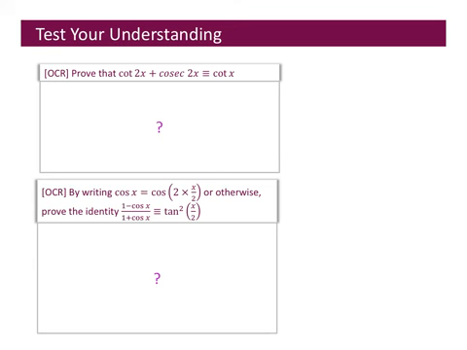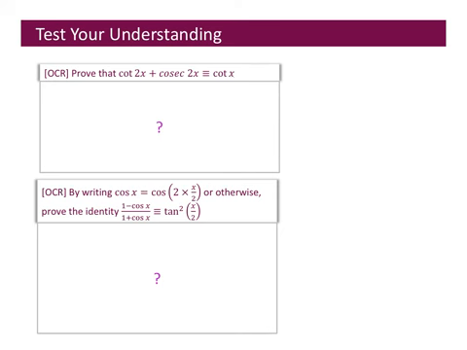So, I want you to test your understanding and give these a go. Now, these are from the OCR exam board. I know we're not with OCR, but they are some good questions. Just give it a go and see how you get on. And remember what you're trying to achieve. So remember what cot x is. You're trying to show that cot 2x plus cosec 2x is completely equivalent to cot of x.